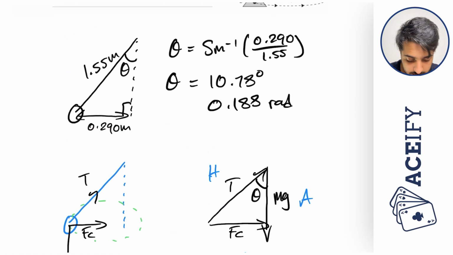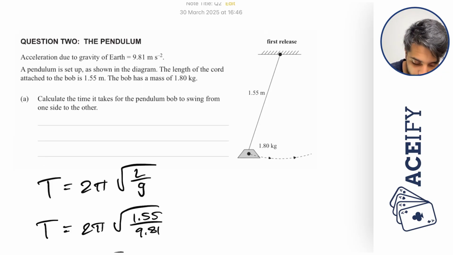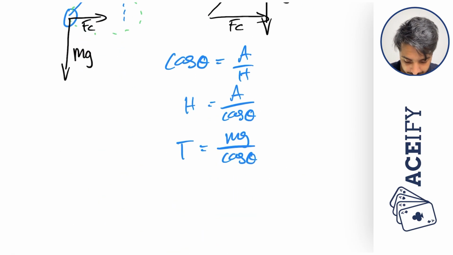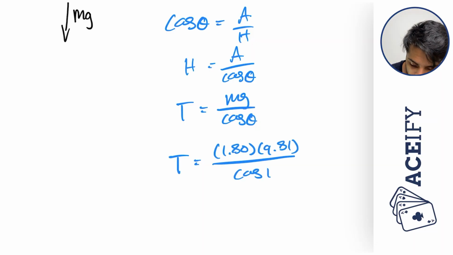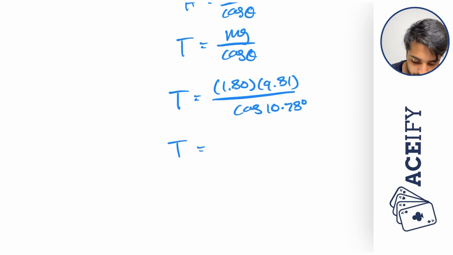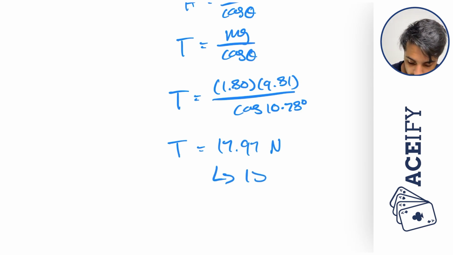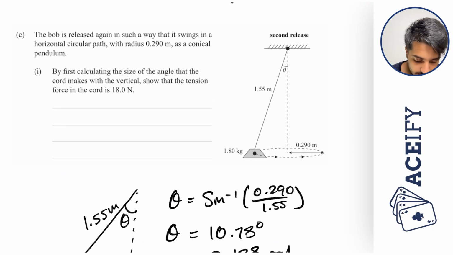And so therefore, as the mass of the bob is 1.8 kgs, our T is equal to 1.8 times 9.81 all over cos 10.78 degrees. And this gives us a tension force of 17.97 newtons, which is basically the same as 18 newtons. There we go. And as you can see, that is the force that we're trying to find.